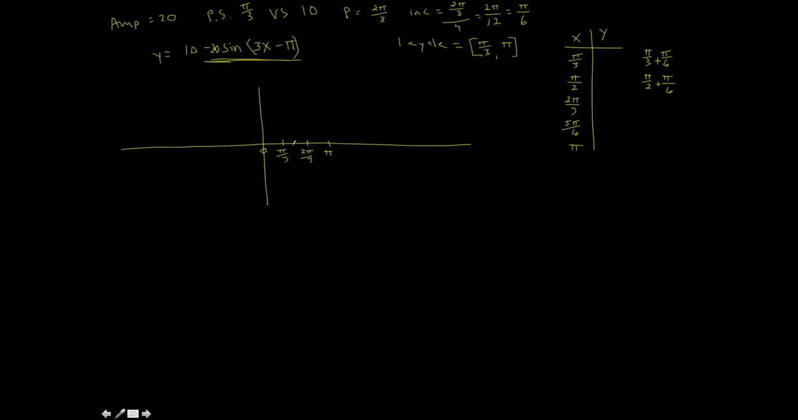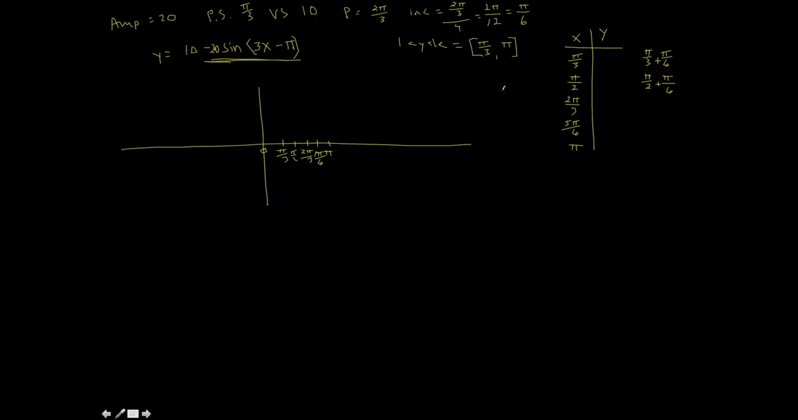So what we actually need in here, we actually need a couple more marks. We need pi over 2, and we need 5 pi over 6. So we actually need those two marks there. So let's plug these in and find our points.